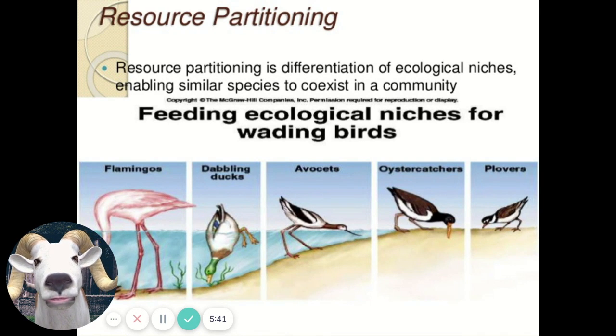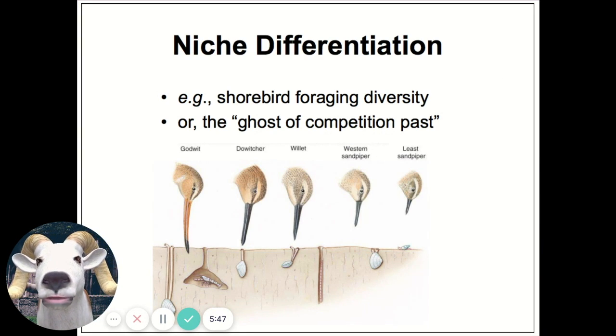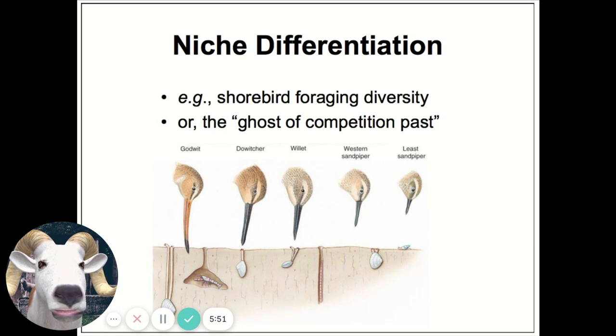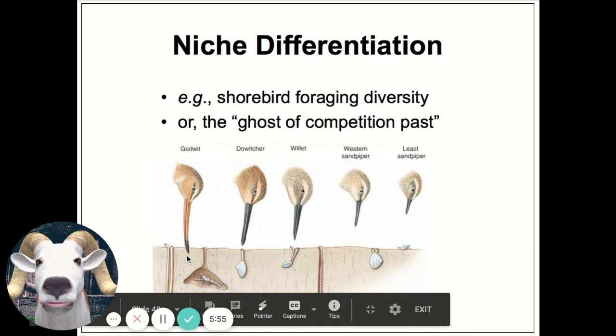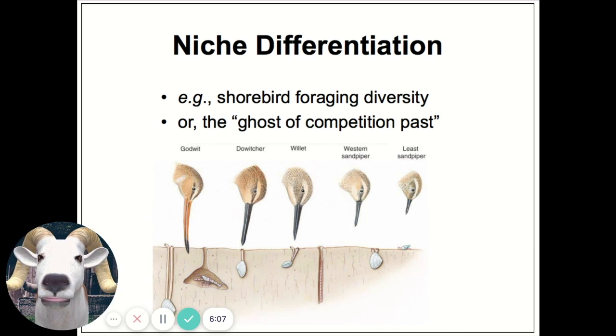Again, different species of shorebirds that feed in the intertidal zone or on sandy beaches have beaks that are adapted with different bill lengths. Godwits and dowitchers are longer-billed species, and they can exploit food resources deeper in the sandy nearshore habitat, whereas least and western sandpipers have shorter beaks, so they're only going to be able to exploit food near the surface.